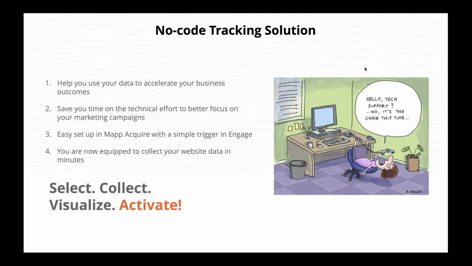All you have to do is deploy the tag, and this will allow you to accelerate creation of any new workflows based on on-site events. It will save time for you not having to engage other technical teams to create your marketing campaigns. And it's very, very easy to set up. So you use this visual interface to create an event, and you start creating the workflow in Mapp Engage. And now you're able to do this whole end-to-end thing just in a couple of minutes. So you select, you collect, you visualize, and then you activate this data in real time across whatever channel you would like to activate it via.